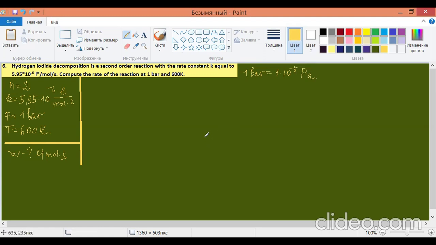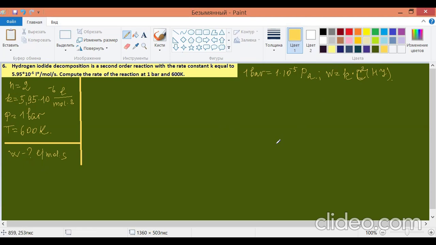Okay. Now, in order to compute the magnitude of the rate of the reaction, first of all, let's write down the kinetic equation. It's K, which is the rate constant, times the concentration C of this reagent, yeah, hydrogen iodide. And it is the reaction of second order, for that reason we should square it.